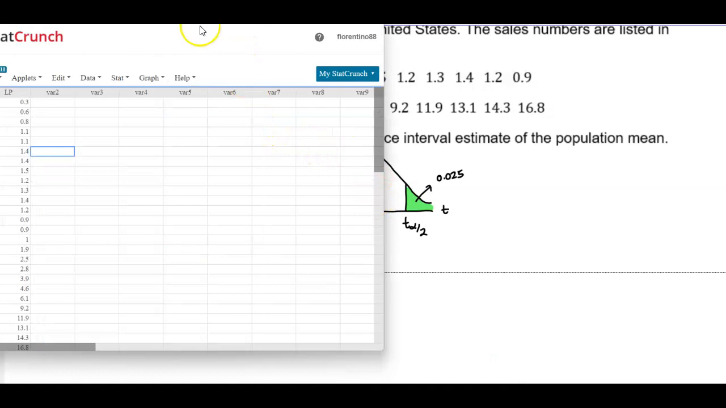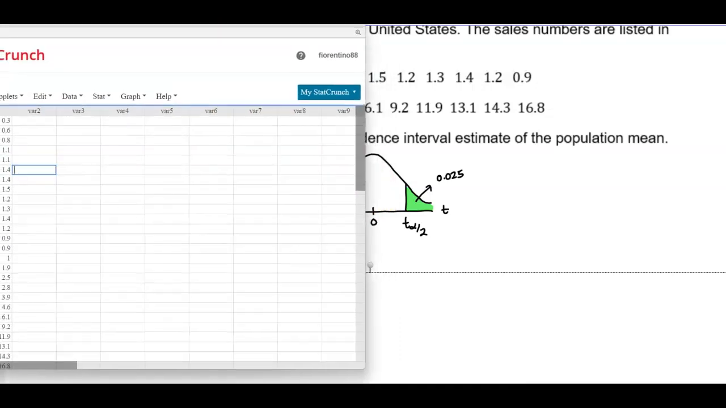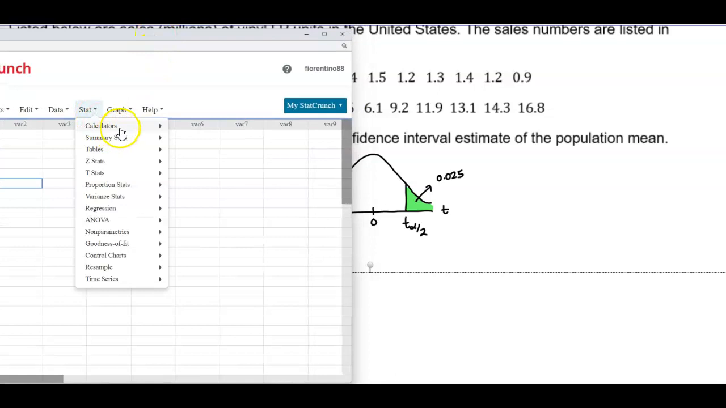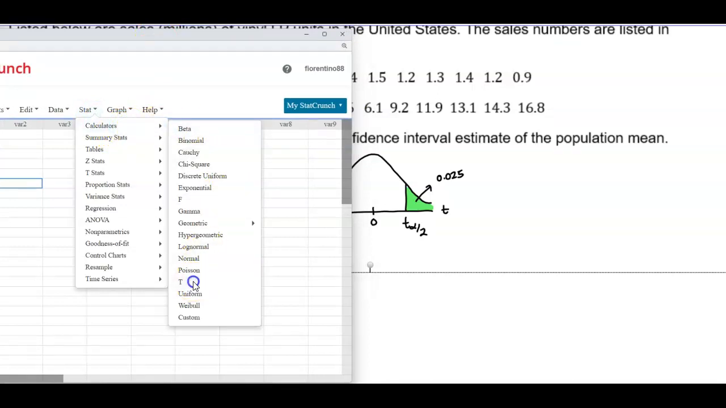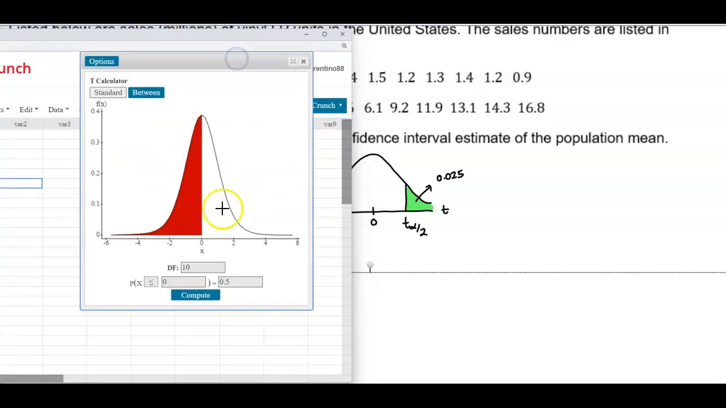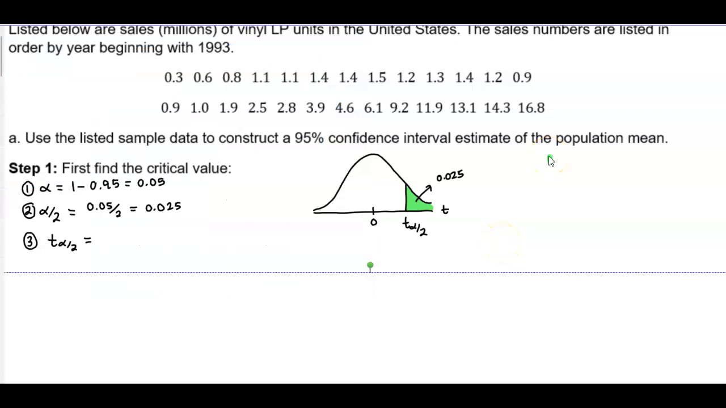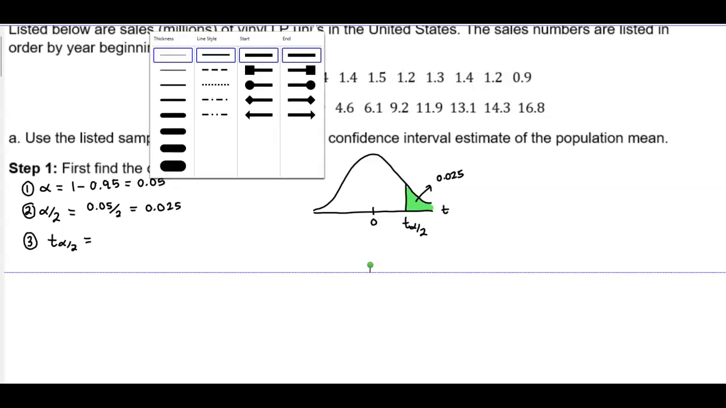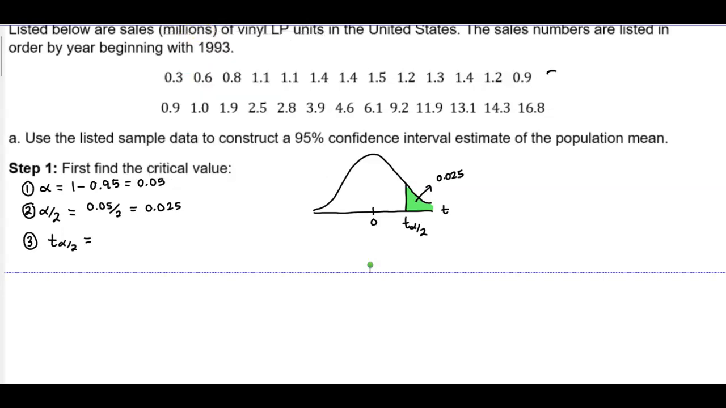Putting in our data for StatCrunch, we go to Stat, then Calculators, and then select T. And then we want to put in our degrees of freedom. Well, we've got to find out what our degrees of freedom are. For the very first one, we know that when we add up the total sample, n is equal to 26. So the degrees of freedom is equal to 26 minus 1, which is 25.